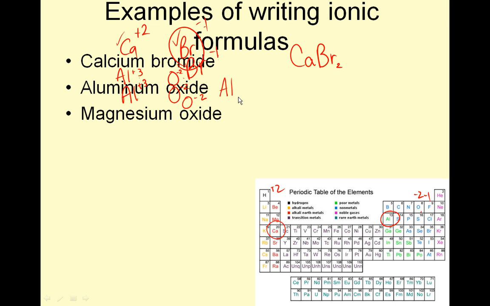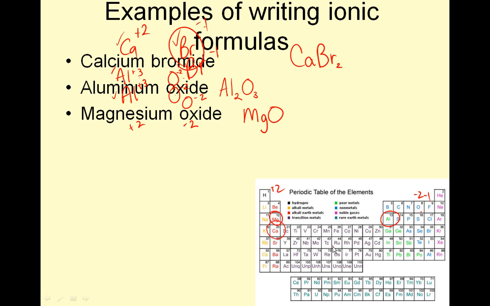The chemical formula for aluminum oxide is Al2O3 because there's 2 aluminum ions and 3 oxide ions to cancel the charge to make it 0. Magnesium oxide. Okay, magnesium's a +2. Oxide comes from oxygen, it's a -2. So it's an Mg and an O because a +2 and a -2 equals 0, so I need one of each thing.